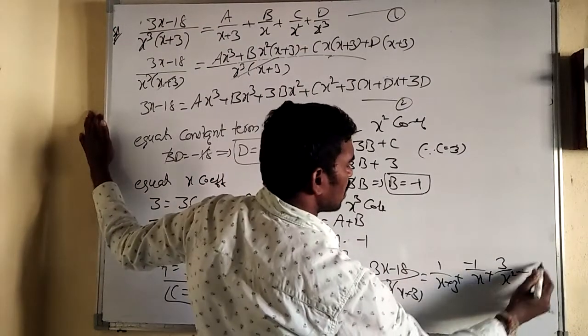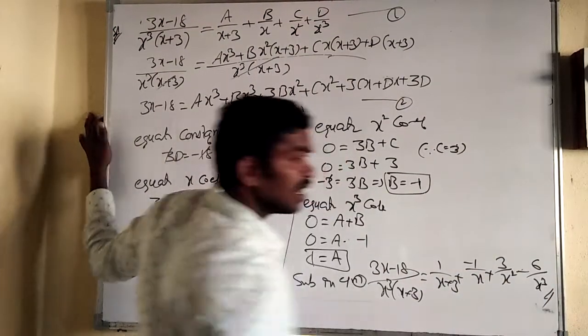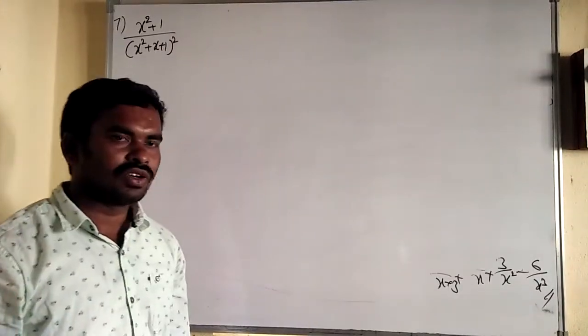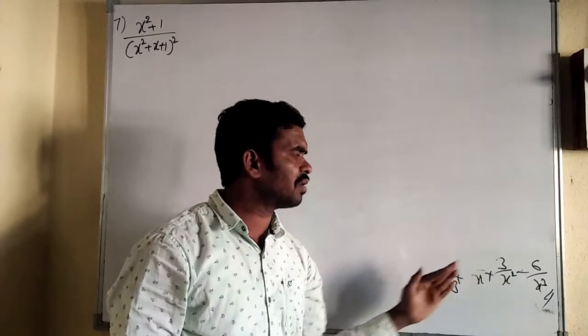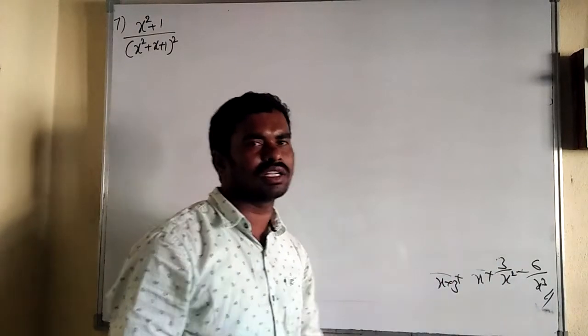So it becomes minus 6 by x cube. So this is the answer. Okay friends, previous question answer. You can write the terms left, right, right, left, no problem. But all 4 terms correct or not, that is right.